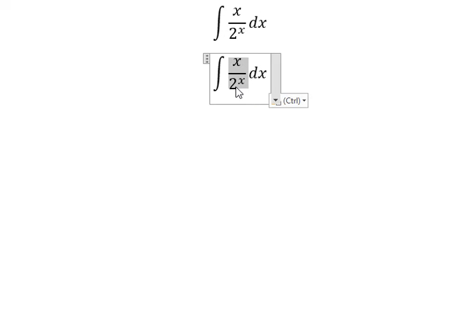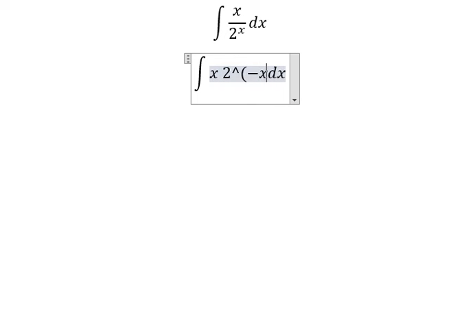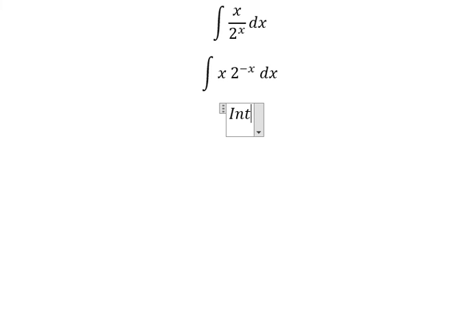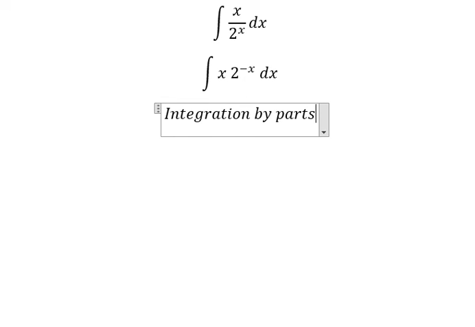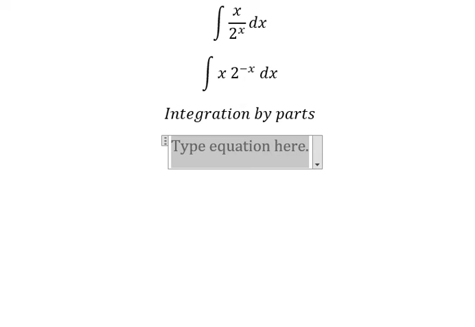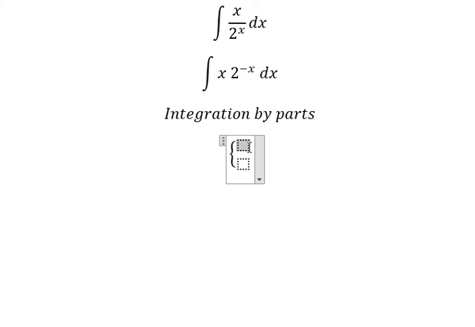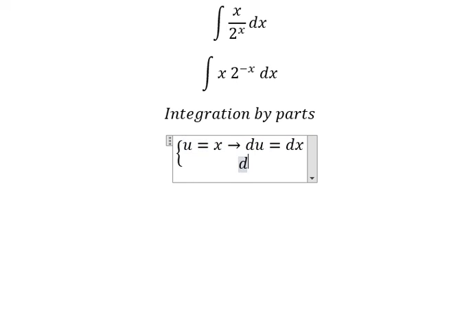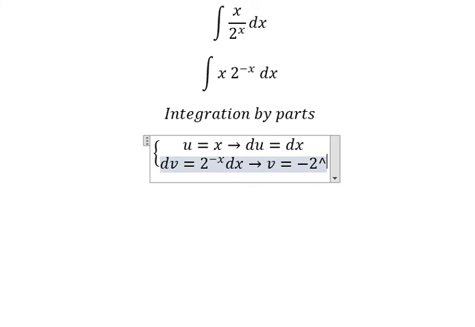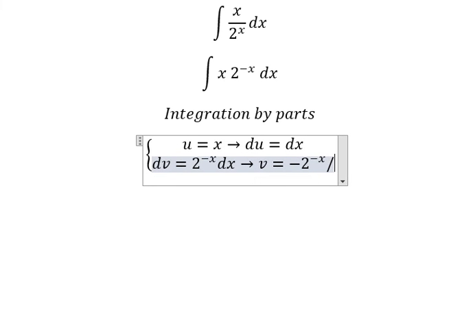This one I can write into s, and we have number 2 to the power of negative s. Next, I need to use integration by parts. So I will put u equals s, du equals ds, dv we have 2 to the power of negative s ds. The integration of this one, we have v equal to negative 2 to the power of negative s over ln 2.